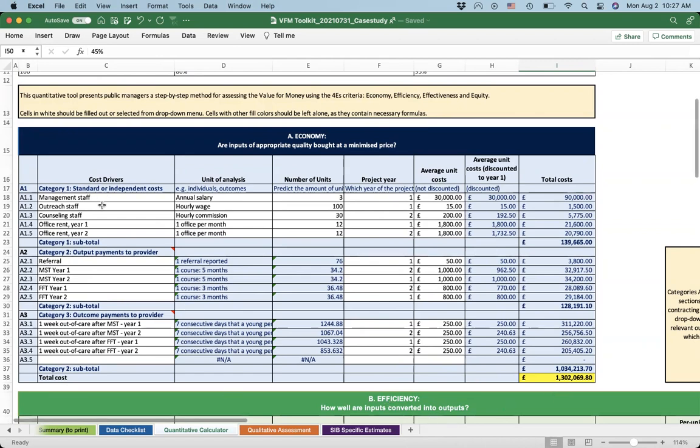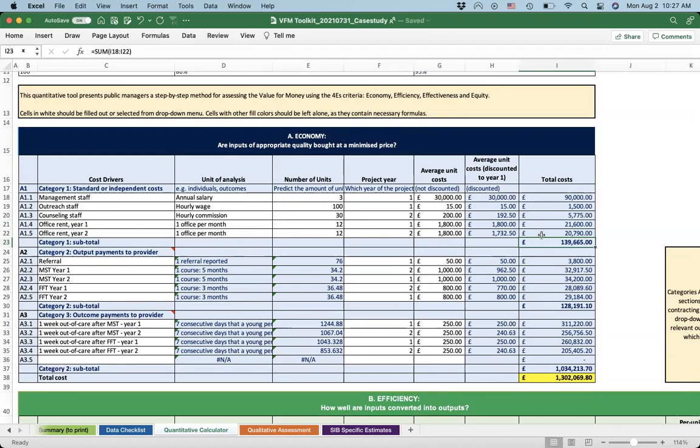You have the sort of standard costs. So these might be costs that are independent of the outputs and outcomes. In this case, maybe you have management staff. There's 3 of them paid an annual salary. You have some outreach staff outreaching to the possible participants. You have maybe some counseling. Maybe in the second year, the counselors are relevant. And then maybe you also have to pay 2 years of rent in order to basically house this project. So those total costs in years 1 and 2 would add up to almost £140,000.